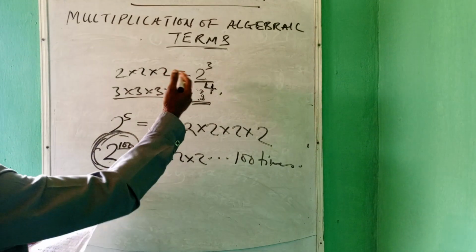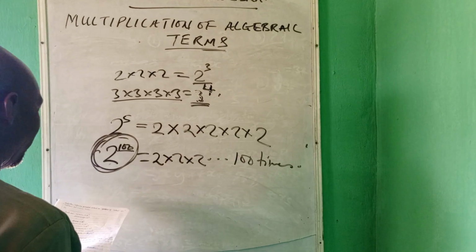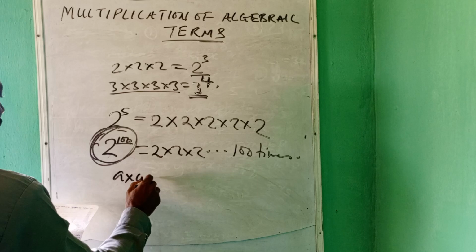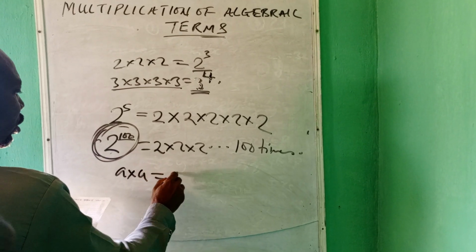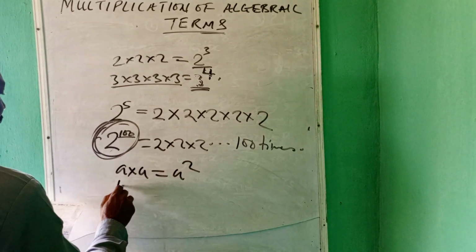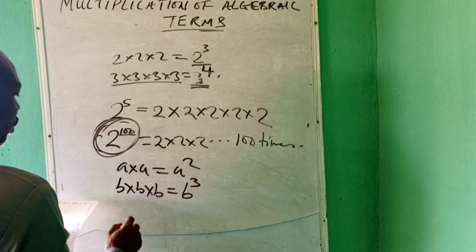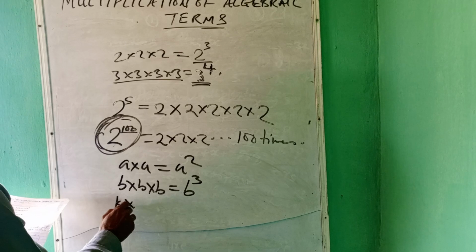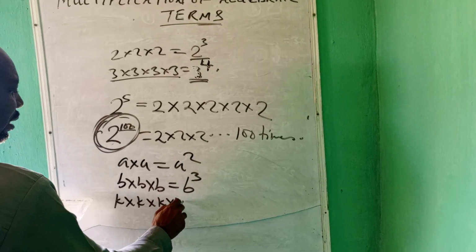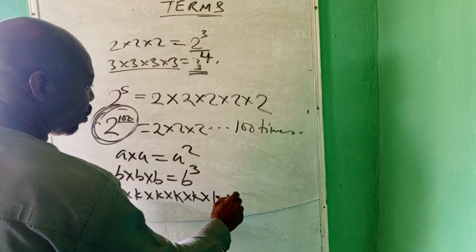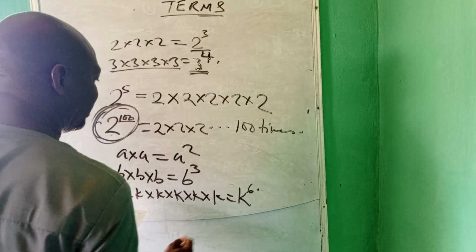So if you take this to algebra, if you have your a times a, you have your a squared, your b times b times b, you have your b cubed. You have your k times k times k times k times k times k, you have your k raised to power 6.